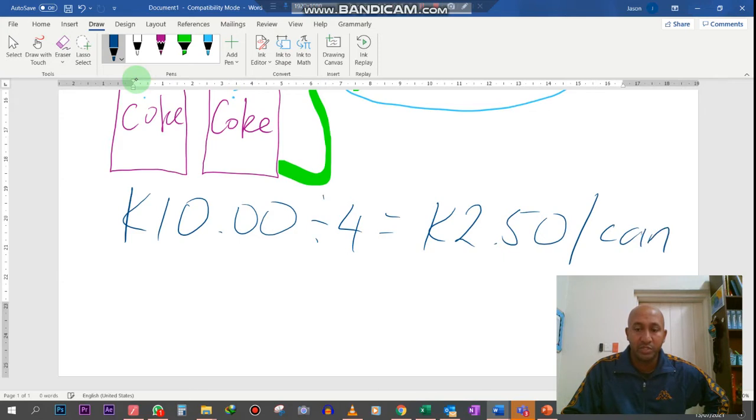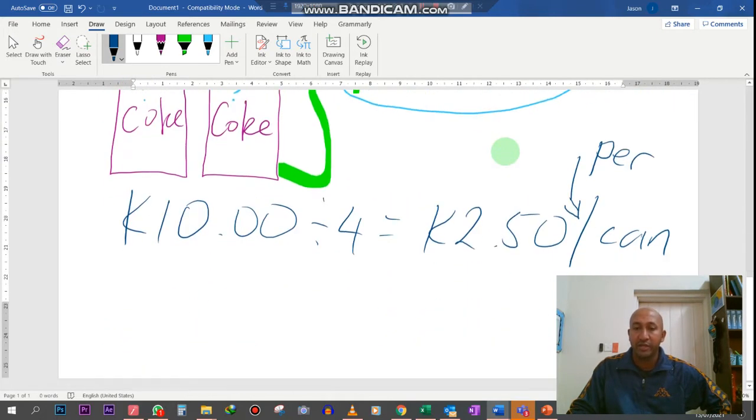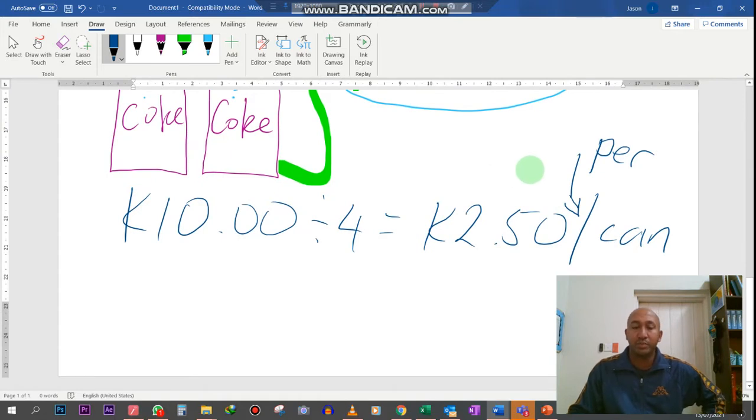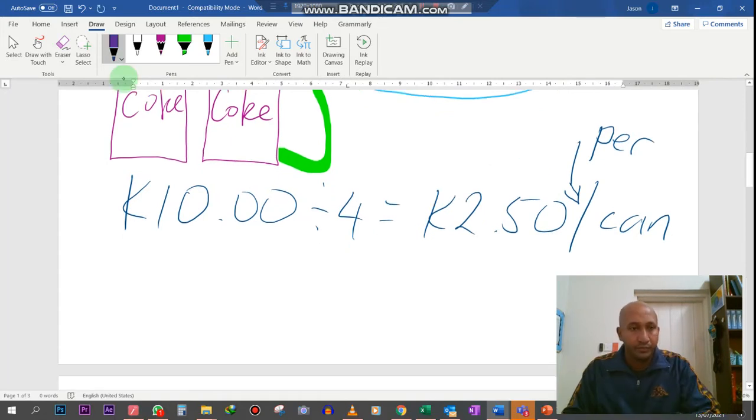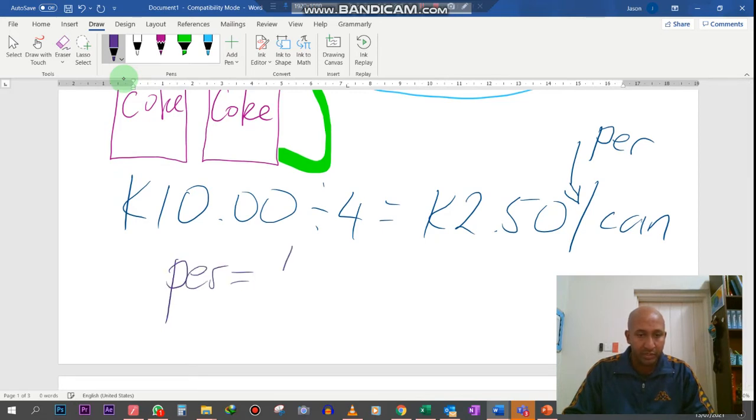And the moment we start using this symbol here, this means per. And just like in percentage, where we said per means out of 100, per means out of. It's part of a division sum. Per. That's what that sign means. It means out of, or each.